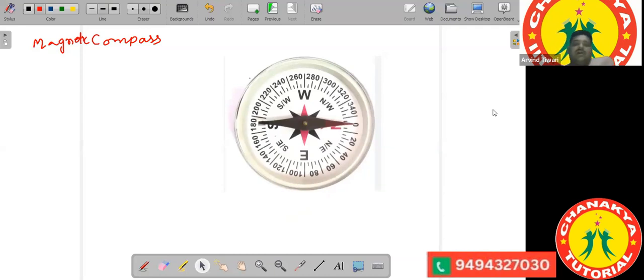It can rotate freely. There is a small magnet attached to one of its ends. So this needle is actually a magnet, such that this is the north pole of the magnet and this is the south pole. Wherever you keep this compass, this part of the needle will always point in the north direction, and the other part will always point in the south direction.